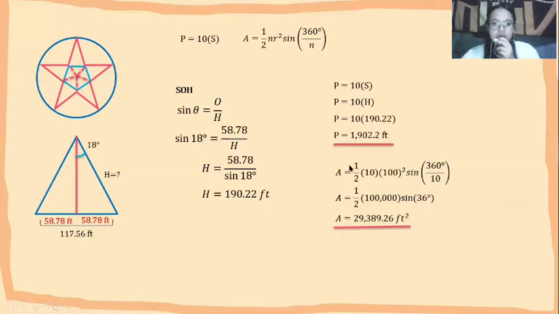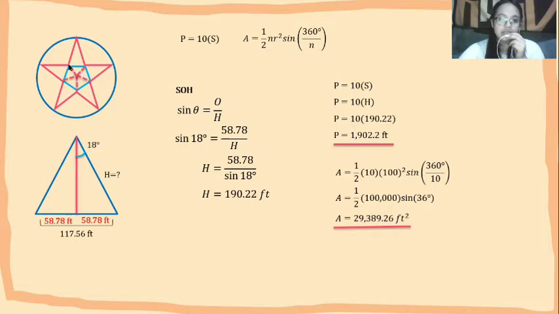So next, the letter B, the inscribed decagon. To get the perimeter of the inscribed decagon, we have perimeter is equal to 10 times the side, and the area is the same. A is equal to 1/2 n r squared sine 360 degrees over n, where n is the number of sides. So I used a star since it is a decagon. It has 10 sides.